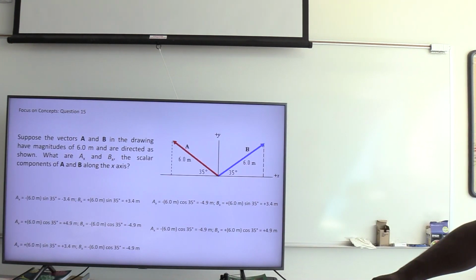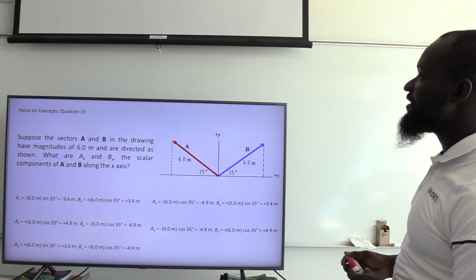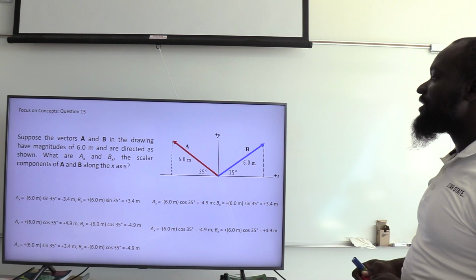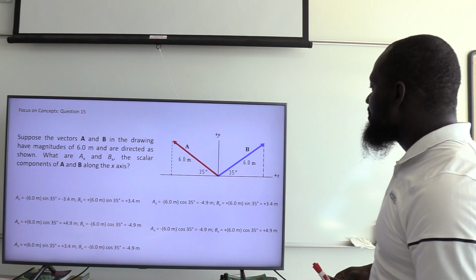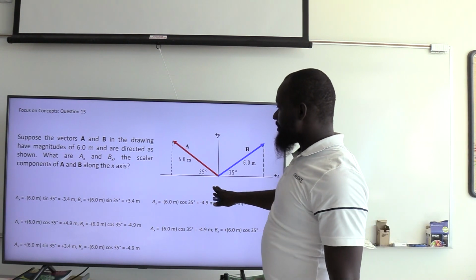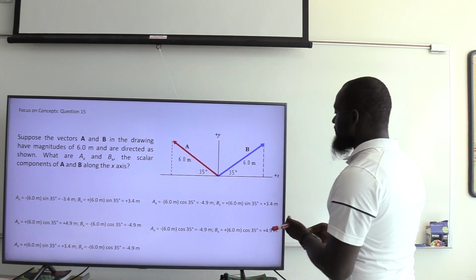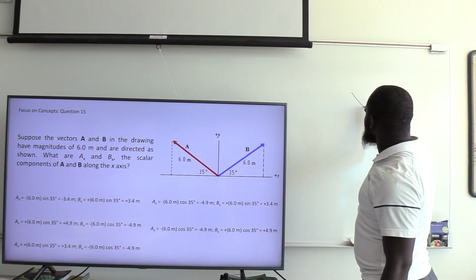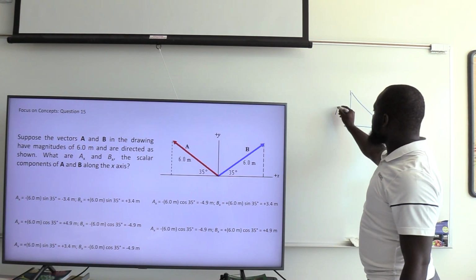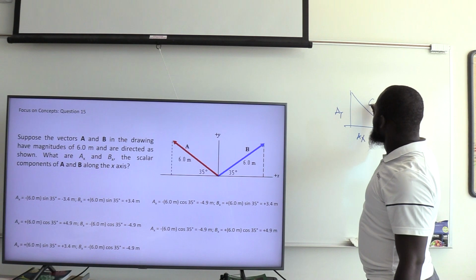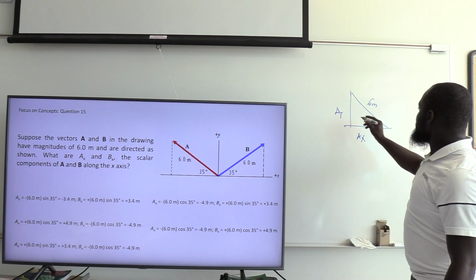So it says, suppose the vectors A and B in the drawing have a magnitude of 6 meters and are directed as shown. What are AX and BX, the scalar components of A and B along the x-axis? So you want the AX component. Sometimes they can ask for the Y component. So you just complete this triangle, like this. So for A, I have this right angle triangle. So this is AX and this is AY. So A is 6 meters at an angle of 35 degrees. So this is a right angle triangle.